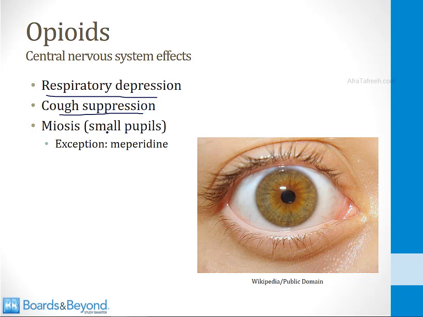Opioids also cause the pupils to shrink. This is called miosis. And for this reason, if you see someone with acute opioid intoxication, they will always have pinpoint pupils. The one exception is meperidine, which is also called Demerol. It does not have the pupil effects. That's the only opioid drug for which this is true.